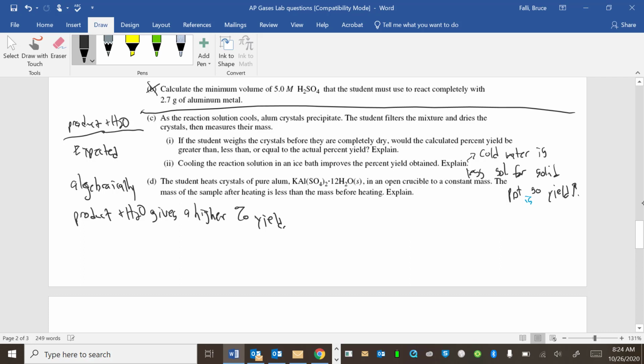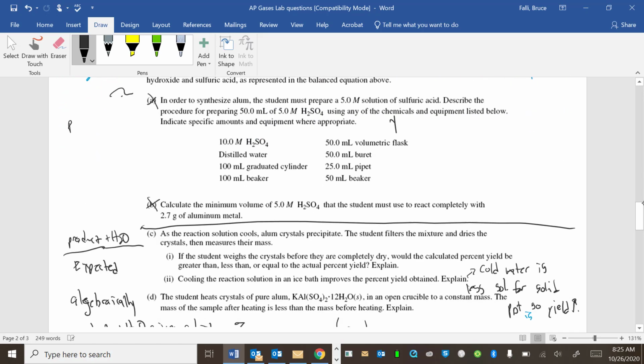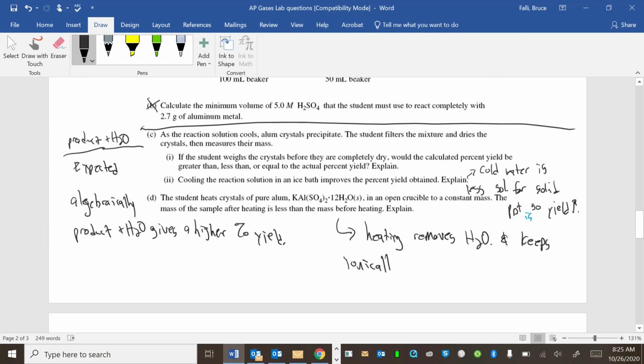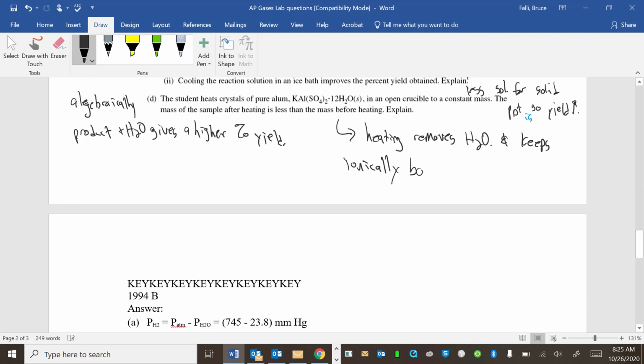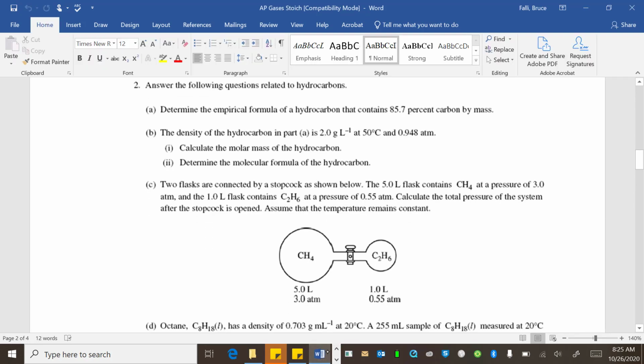D, the student heats crystals of pure element in an open crucible to obtain a constant mass. The mass of the sample after heating is less than the sample before heating. Explain. Heating removes H2O and keeps ionically bonded alum. And it's ionically bonded because it's metals and nonmetals. Okay, so now I gotta find my other one.